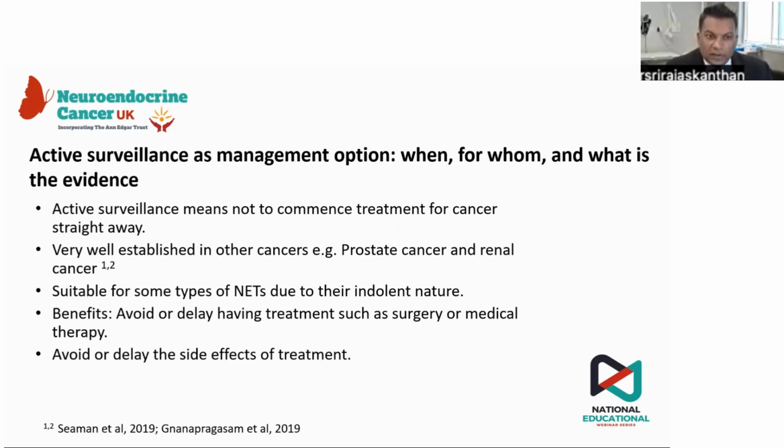So, active surveillance. This is a term which is sometimes difficult to understand. Basically, what we mean by that is that we choose a proactive approach of monitoring rather than starting any therapy immediately. And this is well established in other cancers like renal cell carcinoma and prostate cancer. It can be suitable for neuroendocrine tumours, especially for certain subtypes. It avoids the need for unnecessary surgery and also medical therapy, which may not necessarily change the overall outcomes.